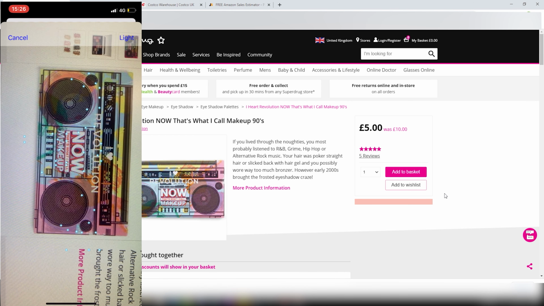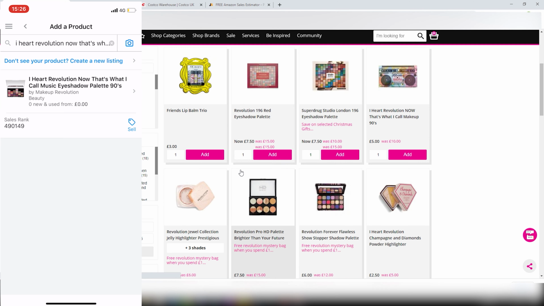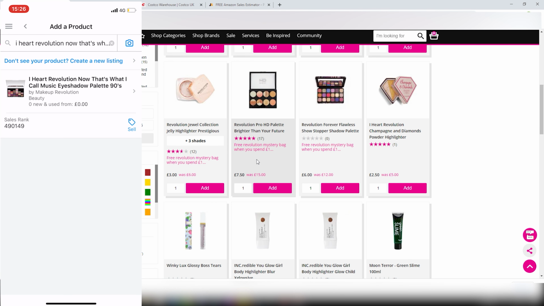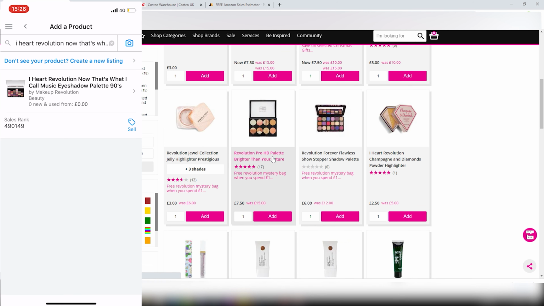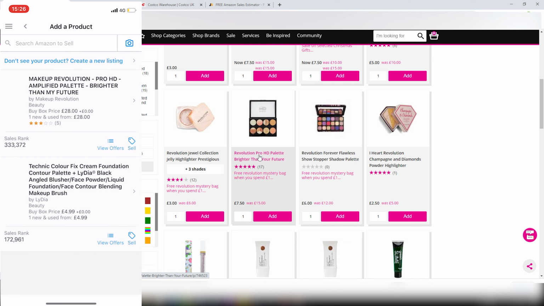It's always worth, if the product looks unusually high ranked, to give it a quick scan on the front just to make sure that it isn't duplicated anywhere. As you can see, it's still 490,000 ranked, so I decided that potentially it just isn't a very popular product. Scrolling down, I then went for the other Revolution branded item, but as you can see, it's 333,000 ranked. So again, although it's a popular product for Superdrug, it's not something that translates very well over to Amazon.